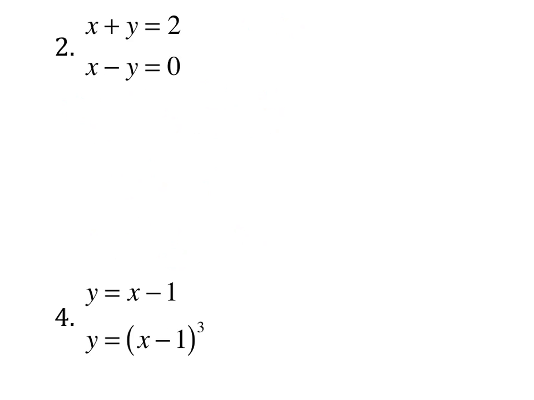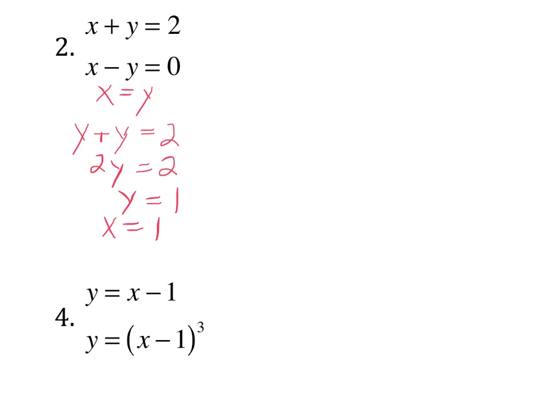In number 2, it looks like the second equation would be the easiest to isolate x. So we just need to add the y to the other side. So we have x equals y. And now we can plug in the y for the x above. So we have y plus y equals 2. So 2y equals 2. So y equals 1. And since x equals y, we know that x will equal 1. So our solution is (1, 1).